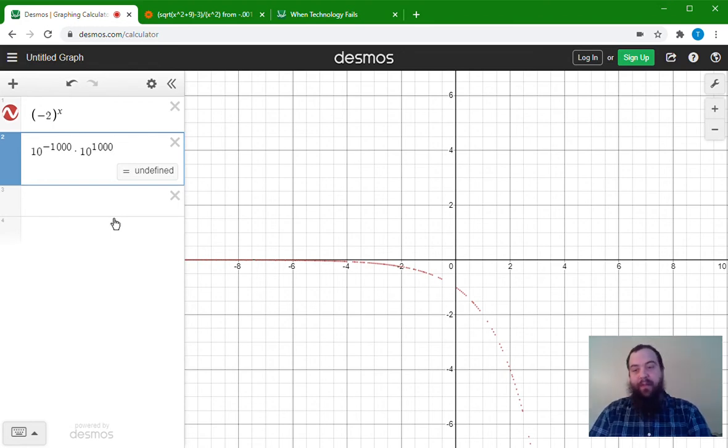Desmos does not say that. It says the answer is undefined. Whereas, we who know a little bit of algebra know that this answer here should be equal to 1. Let me show you a few other cases where graphing fails.